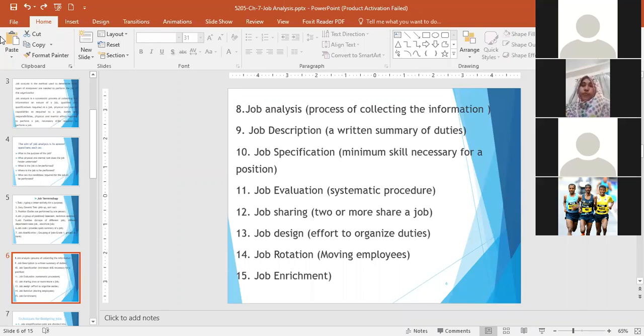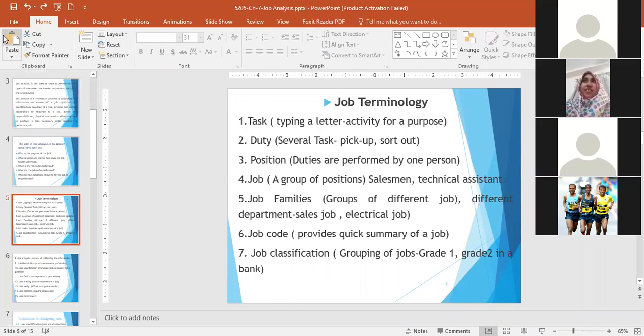Okay, so we can go to the next slide. All these 15 items are related to job terminology. Among these job terminologies there is a little difference, so I can repeat it again. Task is writing activities. Duty is several tasks. Number 3 is position: duties performed by one person.